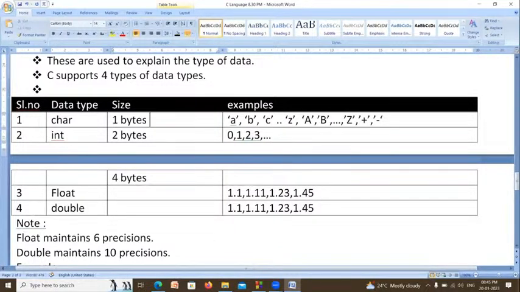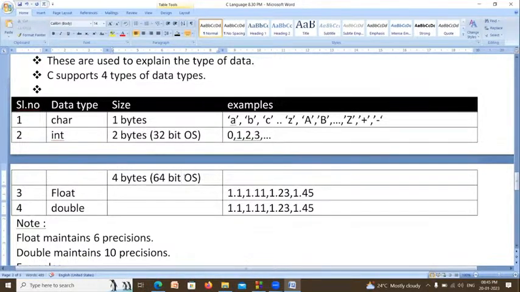There are 4 types of operating systems available: 8-bit, 16-bit, 32-bit, 64-bit. If your system is having a 32-bit operating system, then the size of integer is only 2 bytes. If your system is having a 64-bit operating system, then the size of integer is 4 bytes.